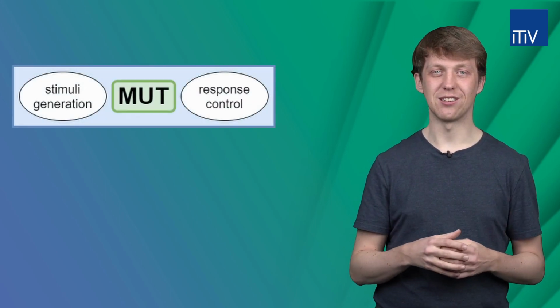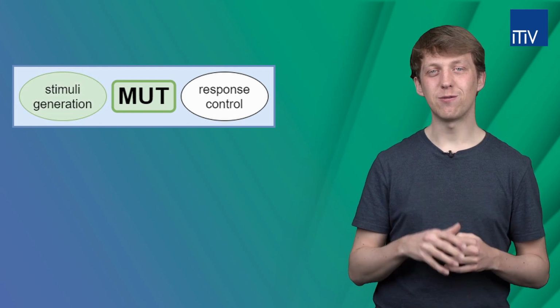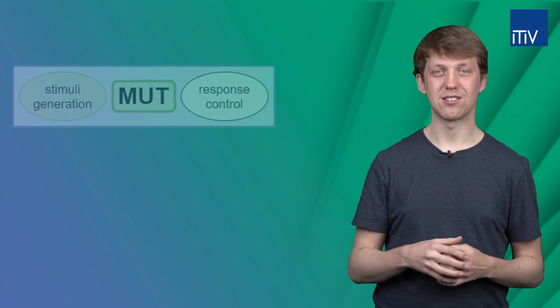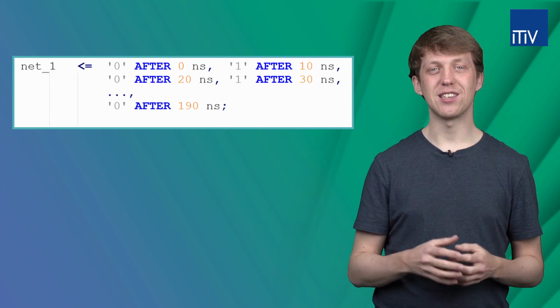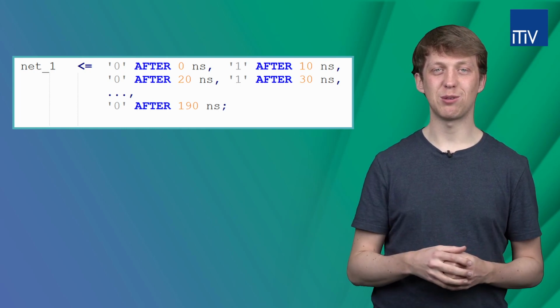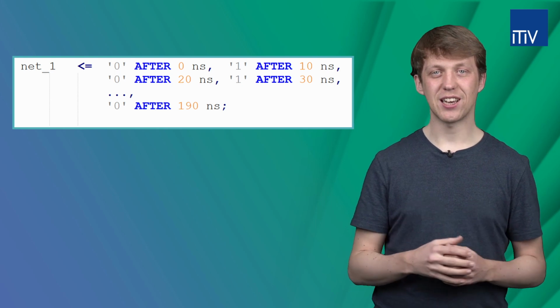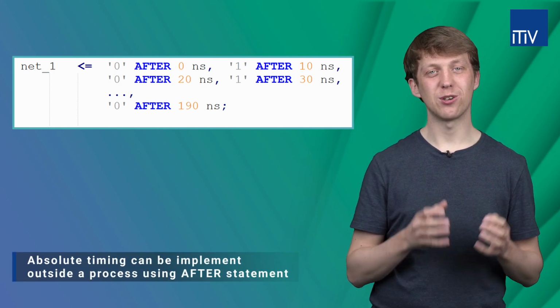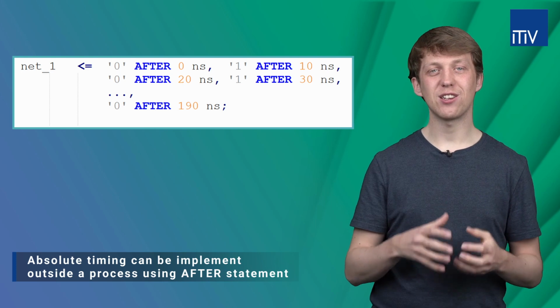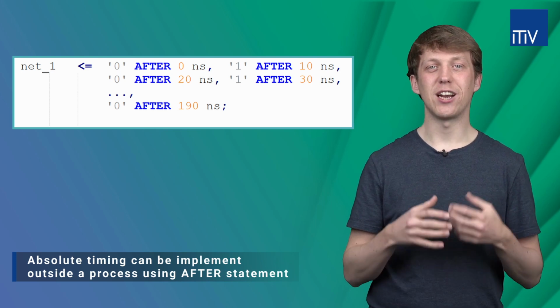Let's have a look at the two parts of the test bench surrounding the MUT. First, the stimulus for the MUT has to be generated. There are two different ways to implement this. Here you can see an example of stimuli description using absolute time. In this case, we can use the keyword after to assign values to a signal after a certain time.